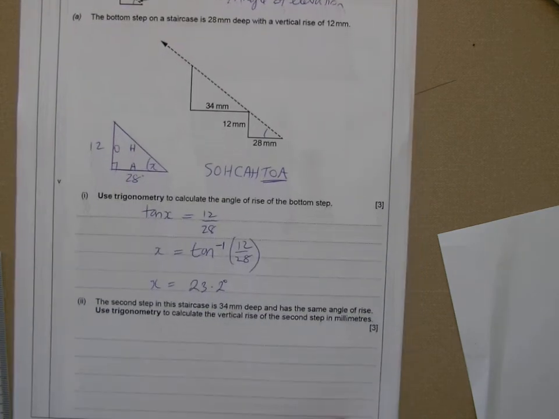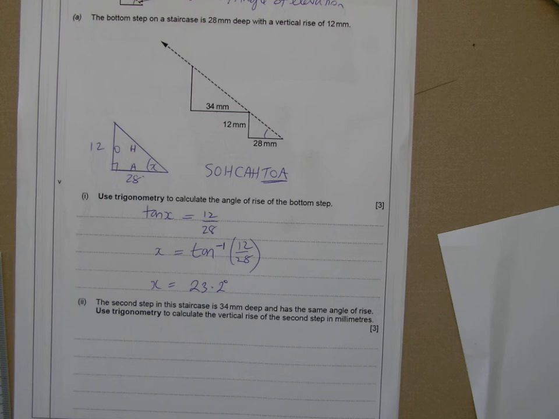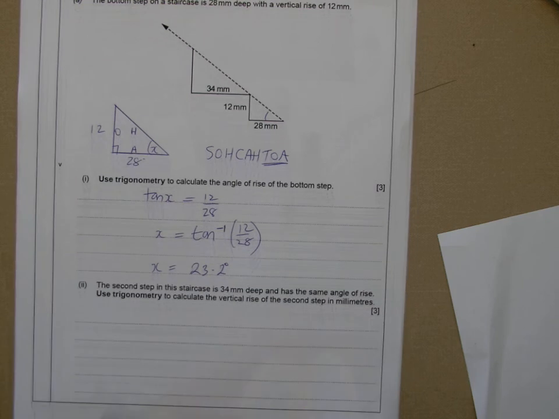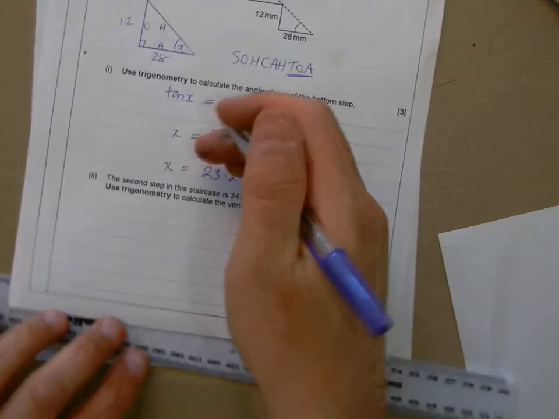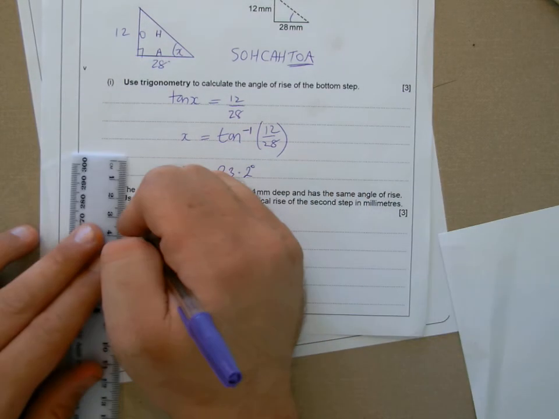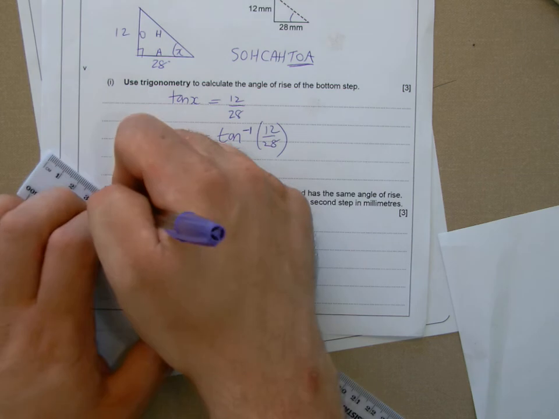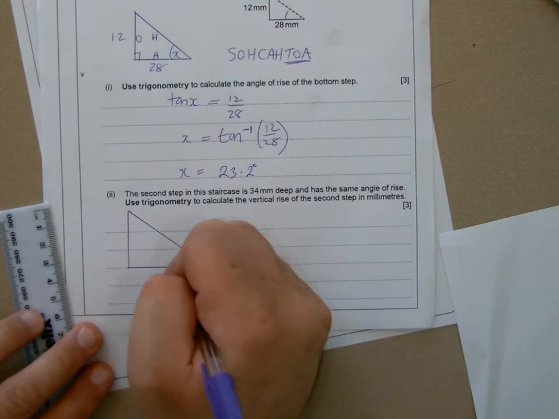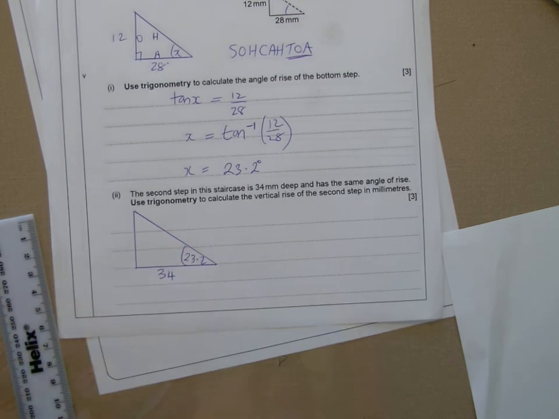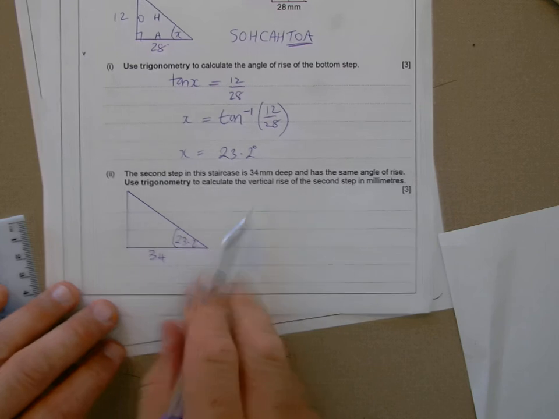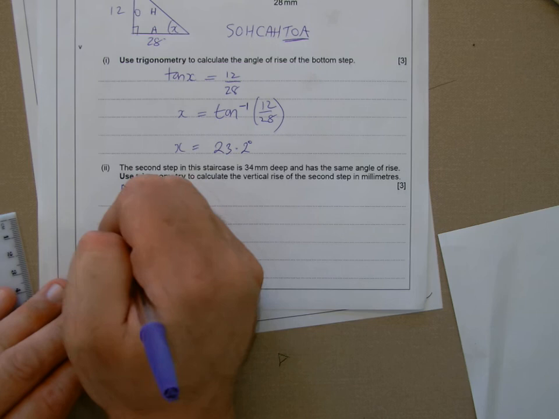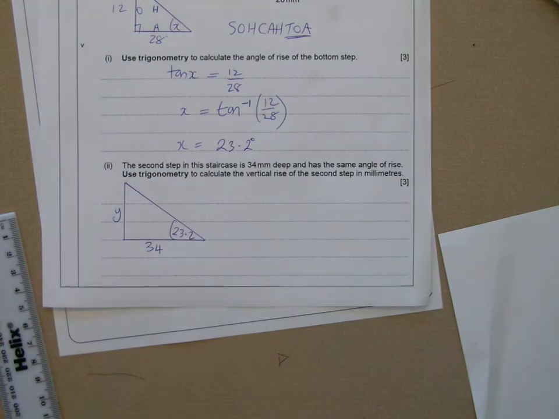Now part 2 says the second step in the staircase is 34 millimeters deep, and there's the same angle of rise. Use trigonometry to calculate the vertical rise of the second step. So again, let's do another sketch here, just to help us work out exactly what they want. The good thing is the angle of rise is the same, so I can write in there 23.2. I know this side is 34, but I want now the vertical rise. So this is what I want. Maybe this time I'll call it a different letter, maybe y. Call it anything you want.